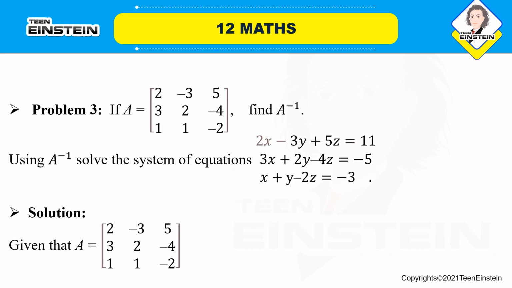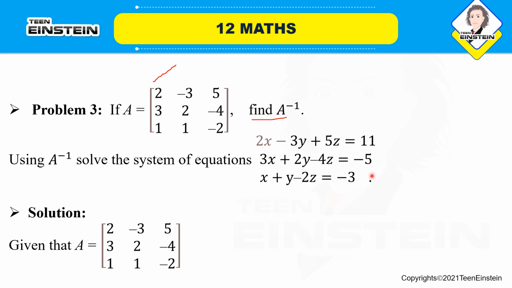Now I move on to the next problem, problem number 3. If the matrix A equal to 2 minus 3, 5, 3, 2 minus 4, 1, 1 minus 2, find A inverse. Also using A inverse, solve the system of equations. So here the coefficient matrix is given to us: 2 minus 3, 5, 3, 2 minus 4, 1, 1 minus 2. First, we have to calculate A inverse. Then, using that A inverse, we have to find the solutions. We have to solve it for x, y, z.